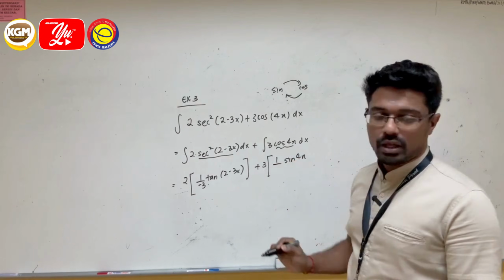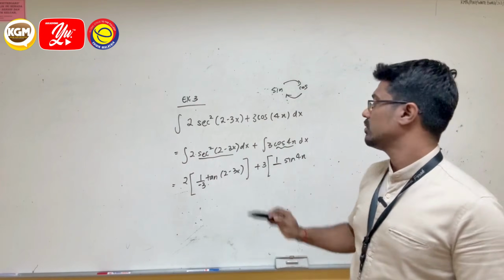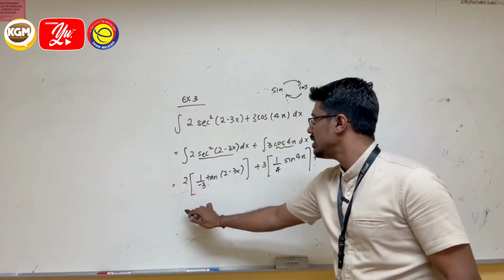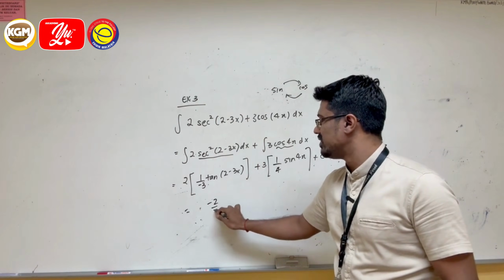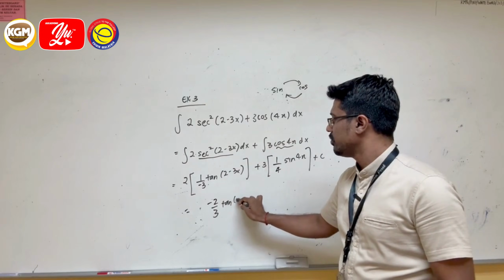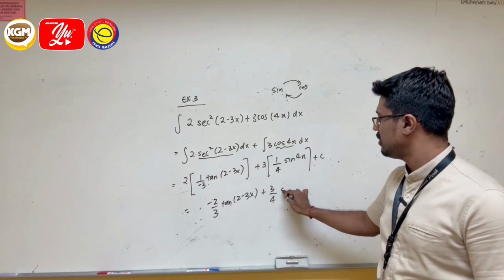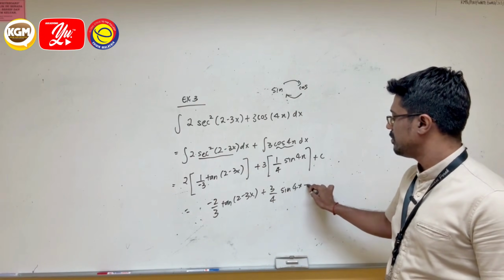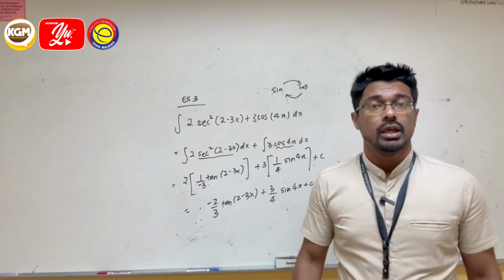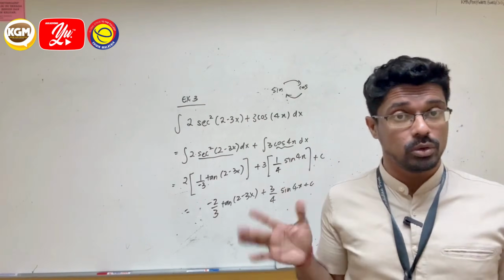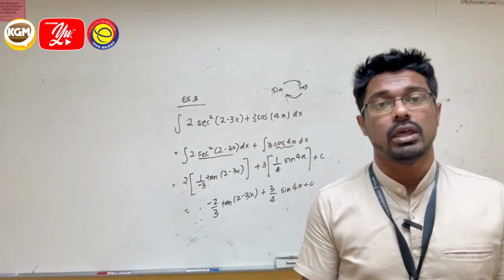Don't forget 1 over the derivative, which is going to be 4. And then write C, just once. Tidy it up: negative 2 over 3 tangent (2 minus 3x) plus 3 over 4 sine 4x plus C. This is just the starting. If you feel like, okay, doing good, very good, keep it up.